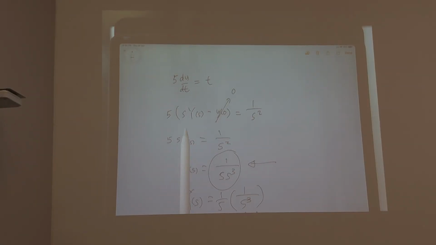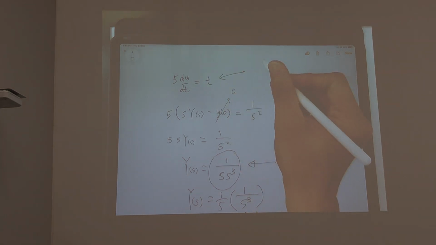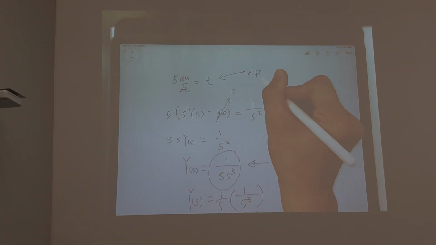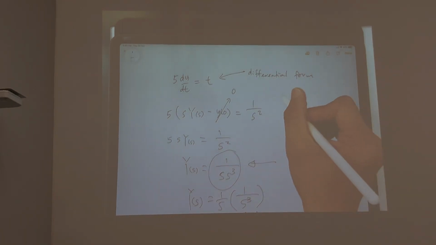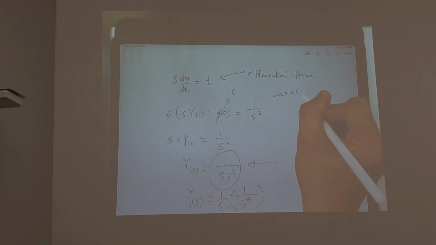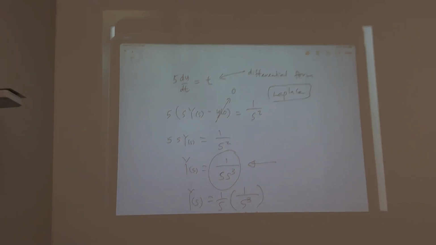Okay, this is in differentiation form, right? So 5 dy/dt is in differentiation form. I need to Laplace it. In order for me to Laplace it, I need to use the table.